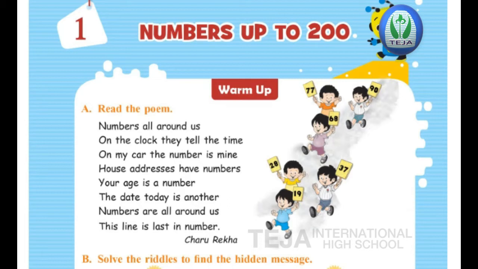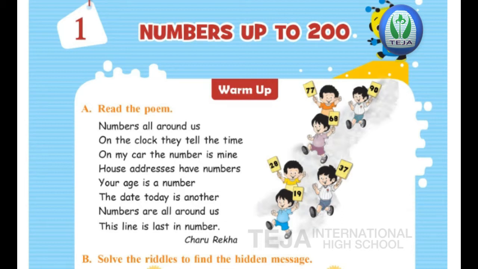And house addresses also have numbers. Your age is a number. Now you may be 7 years old or 8 years old. The 7 or 8 is a number. So your age is also a number. The date today is a number. So numbers are all around us. And this is the last. This line is the last in number.